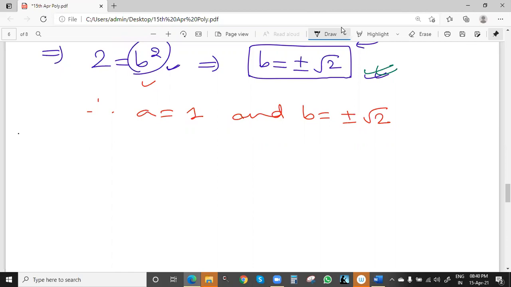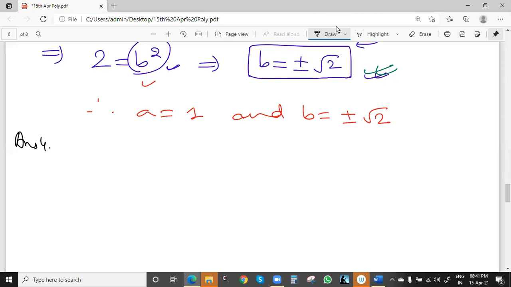See, let me solve the 4th one, because the 5th one you can try in sequence. 1, 2, 3, 4 will be over, the 5th one you can try. If you get the answer, then okay. Otherwise, we will solve it in our next session, or we can discuss later.